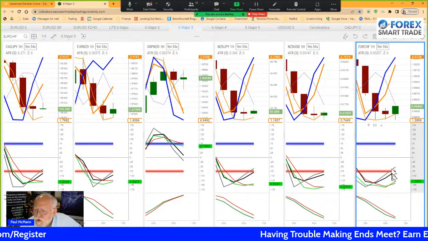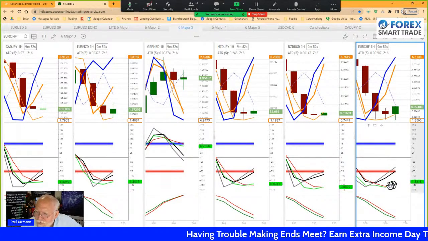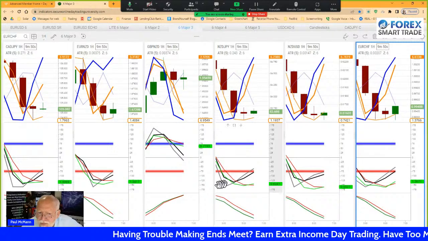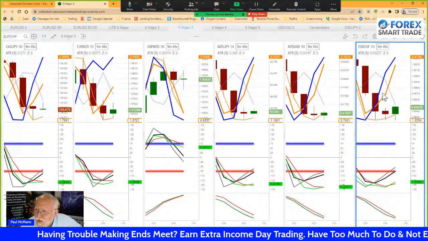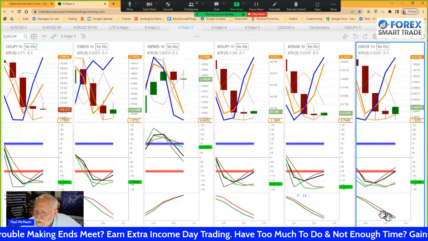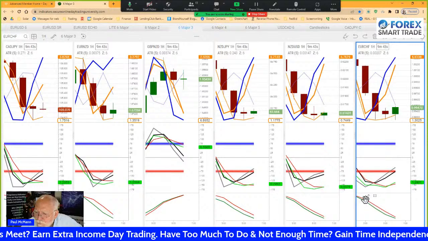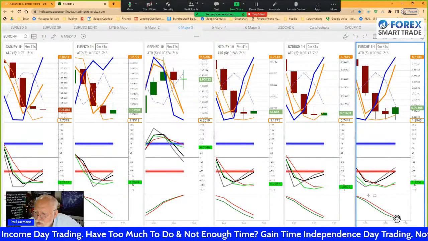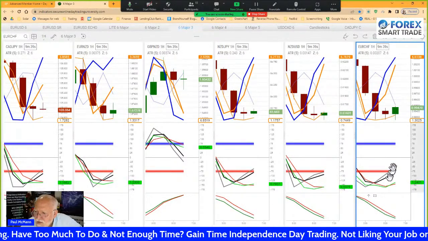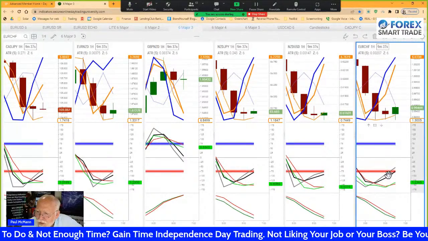Euro Swiss franc oversold. Minors going up, majors going up. This is better than some of these others that we've been looking at. We've got 3 out of 4 here, but again, we don't have the pressure. Down pressure, the lines are converging. The green line will eventually cross, but it's not quite right yet.